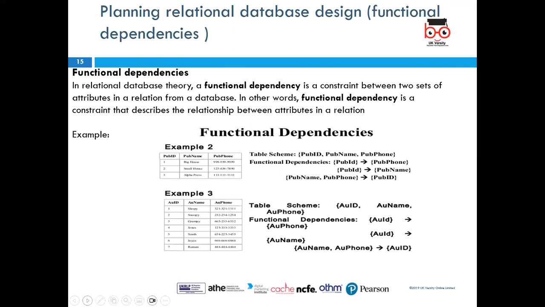So what do we mean by functional dependency? It is simply a constraint between two sets of attributes in a relation from a database. In other words, functional dependency is a constraint that describes the relationship between attributes in a relation.